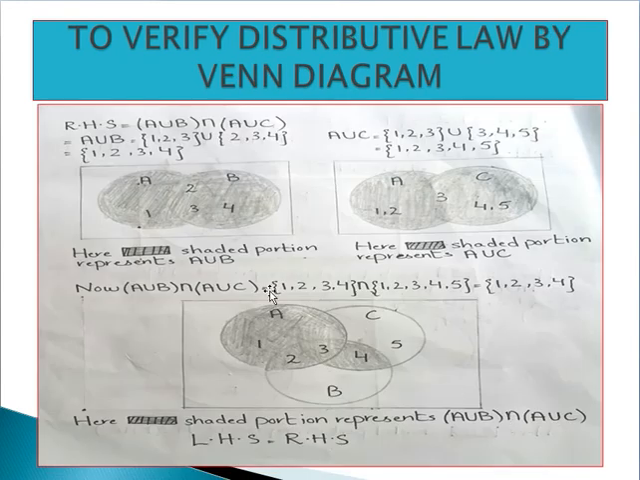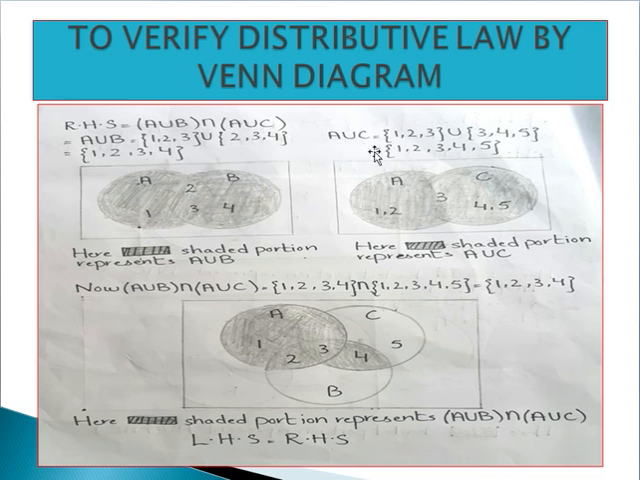Now come to the right hand side. (A union B) intersection (A union C). A union B: A has elements 1, 2, 3 and B has elements 2, 3 and 4. In union we put together the elements. So the elements are 1, 2, 3 and 4. This is shown by Venn diagram. A has elements 1, 2 and 3. B has elements 2, 3 and 4. And all this shaded portion shows our result.